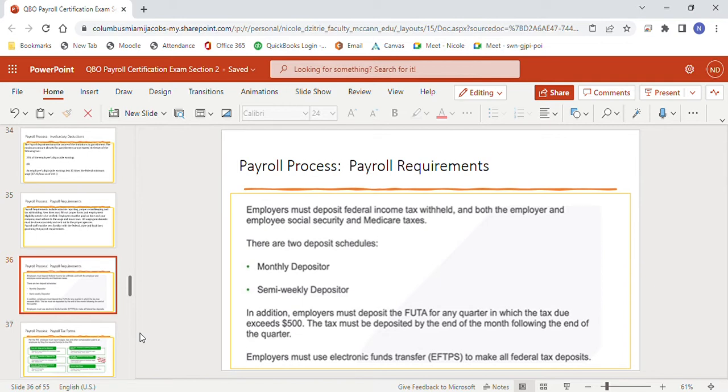In addition, employers must deposit the FUTA for any quarter in which the tax due exceeds $500. The tax must be deposited by the end of the month following the end of the quarter. Employers must use electronic funds transfer to make all federal deposits.